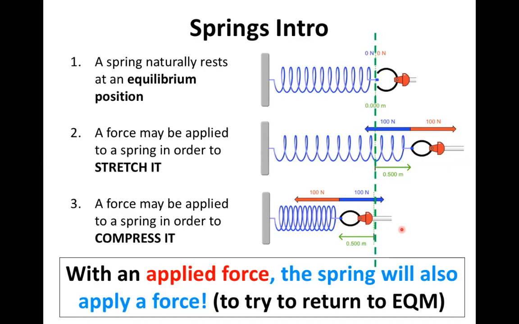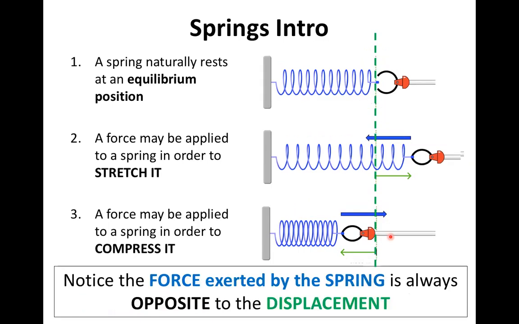So notice that the blue spring force is always in the opposite direction as the green displacement. So that means that the spring always wants to return back to the equilibrium position. And that's why energy is actually stored in this, as we'll see soon.